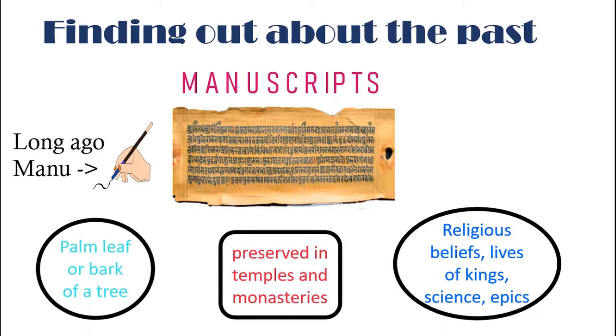These manuscripts were written very long ago, and some of them are destroyed, but many of them have survived in the temples and in the monasteries. Manuscripts helped us a lot to know about our history. They tell us about the lifestyles of kings, the religious beliefs people used to follow, what kind of medicines and science they used to apply, and what kinds of poems, epics or stories people used to share. So manuscripts have helped us a lot to know about our history.